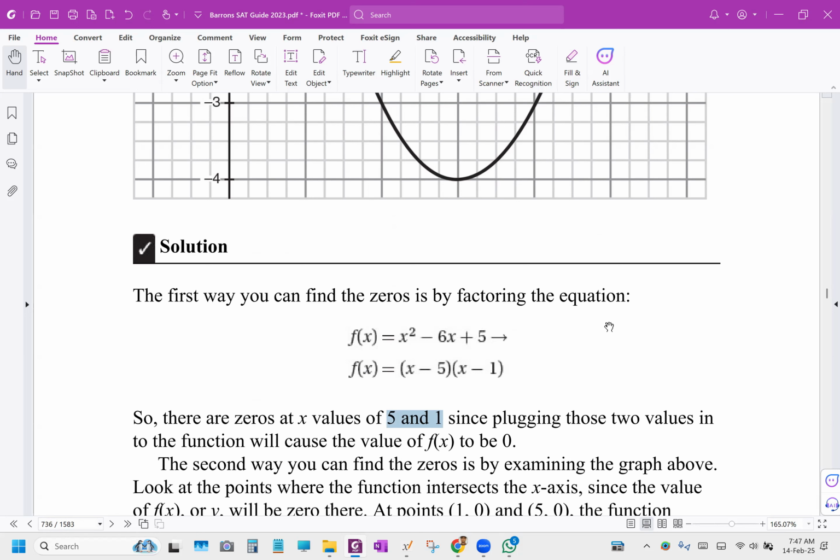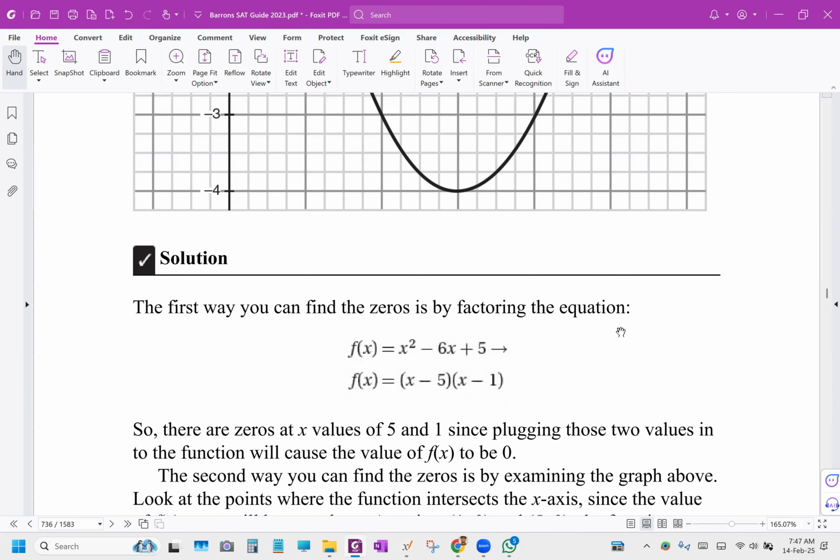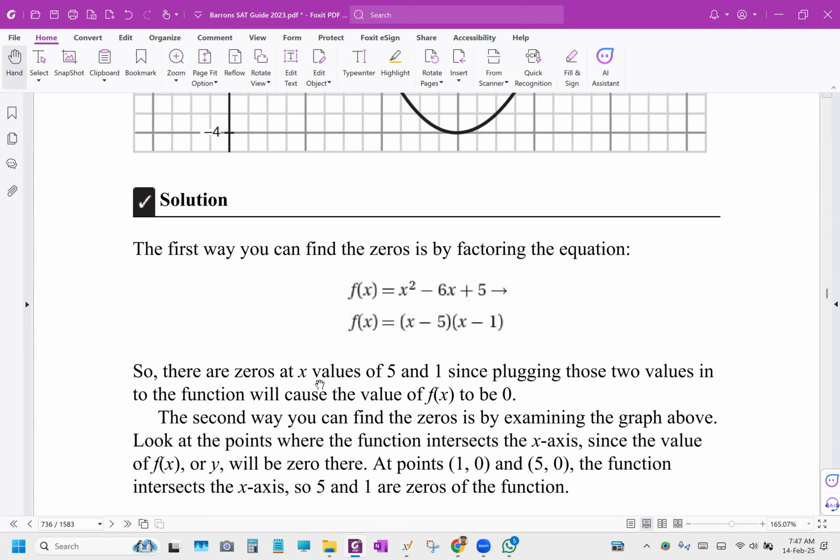Okay. So what you need to do is put the values at x values of 5 and 1, since plugging those two values into the function will cause the value of f of x to be 0. It means that if you plug the number 5 into this equation, the function will be equal to 0. And if you put the number 1 into this equation, you will also get the function equal to 0.